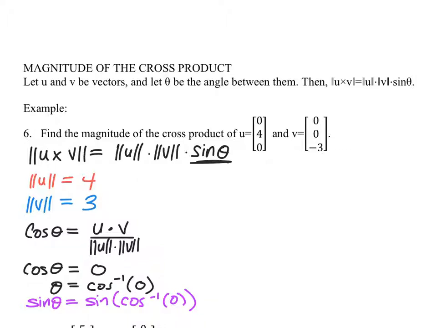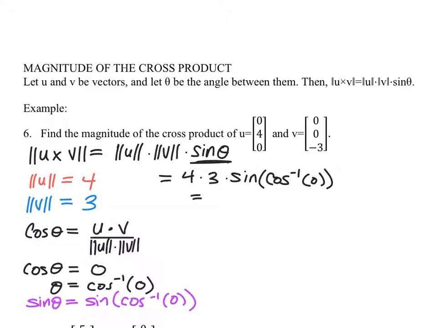That's assuming you want it to be more of a calculator type problem. So if I do that, then I'm just looking at 4 times 3 times the sine of the inverse cosine of 0. And again, something that's very, very calculator ready.